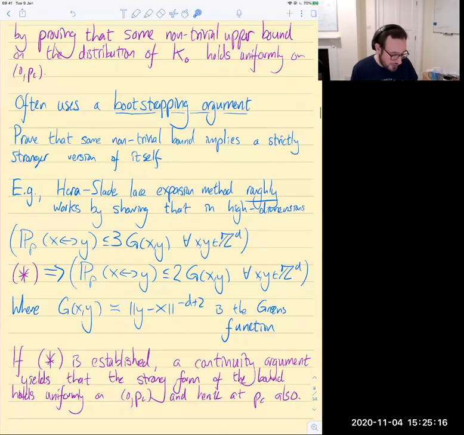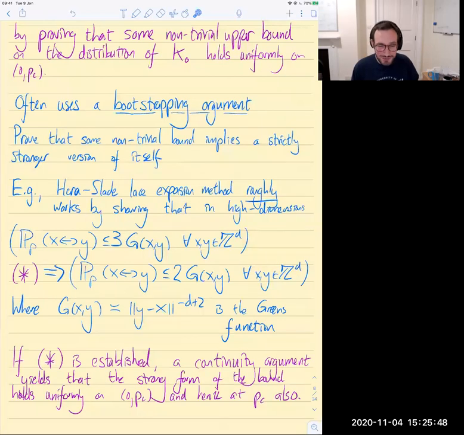So you want to show basically that some non-trivial bound. What I mean by non-trivial here is really that this bound would suffice to show that you have no infinite clusters. You want to show that there's some non-trivial bound that implies a strictly stronger version of itself. Okay, so you might think that sounds stupid or circular or something, and well, to an extent it is circular, but it's a circular argument that works, so it's nice in that sense.